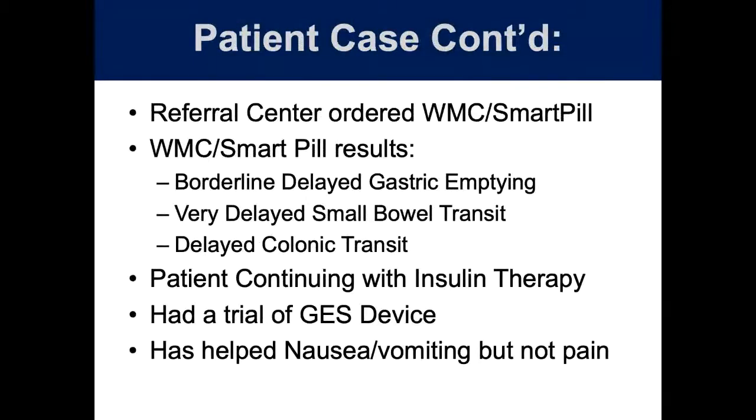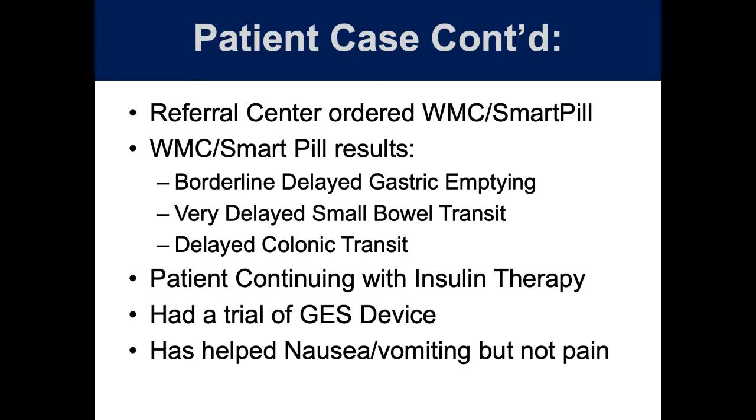And in this patient, the referral center actually had ordered a smart pill because she was from out of town. And that showed borderline delayed gastric emptying, which we knew before, but very delayed small bowel transit and delayed colonic transit. And that probably would explain some of the persistent abdominal pain in this patient. The patient continued with a glucose insulin pump and had a trial of a GES device, which helped nausea and vomiting, and not pain, and it actually has a device as well. So the person has 2 devices.